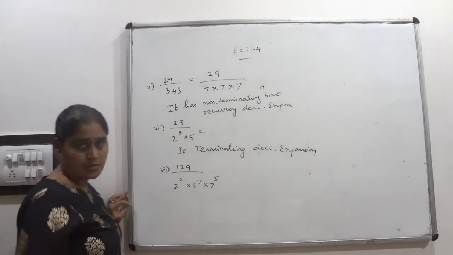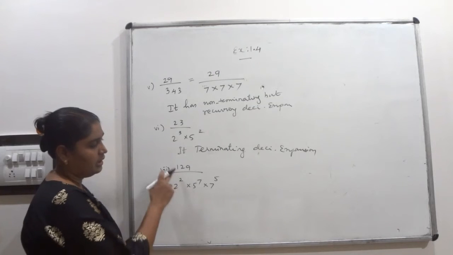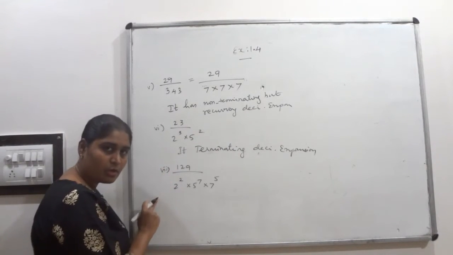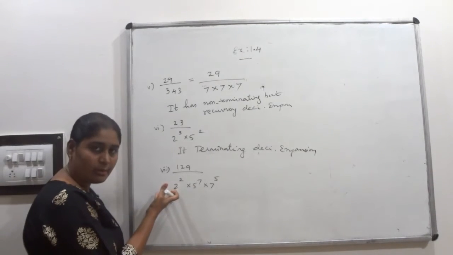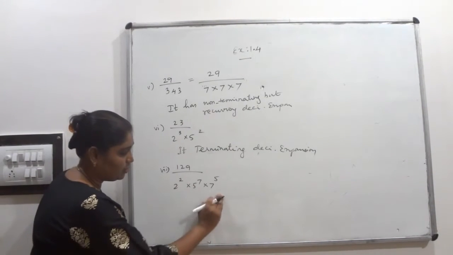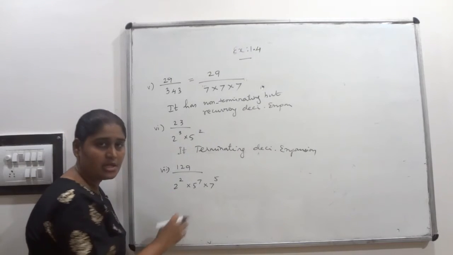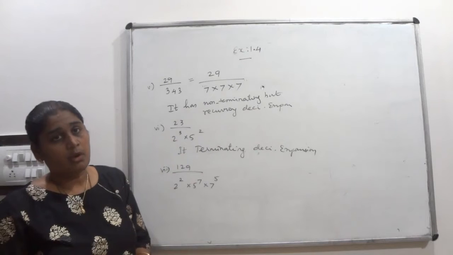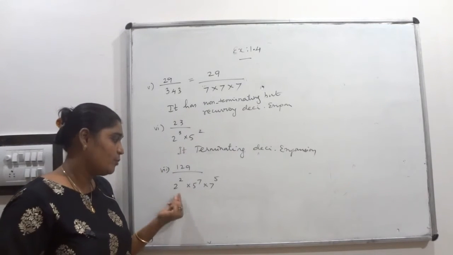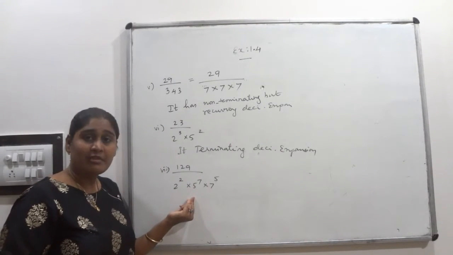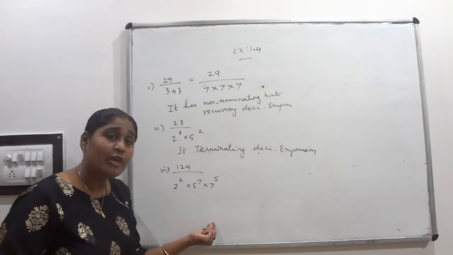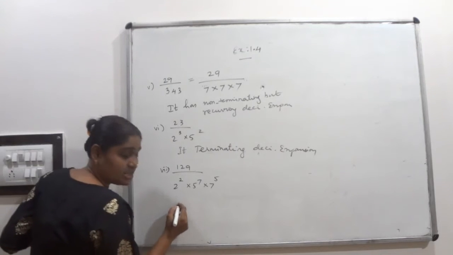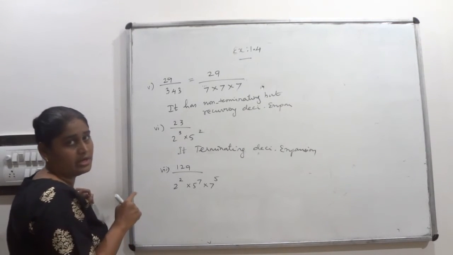Go for this one. Check here. Can it be divisible by 5 or what? No. Can it be divisible by 7 or what? No. Can it be divisible by 2 or what? No. So check the denominator. Denominator is not in the form of 2 power m into 5 power n or 2 power m or 5 power n. It has 2 power 2 into 5 power 7, but one more factor is there, that is 7 power 5. That's why it has non-terminating but recurring decimal expansion.